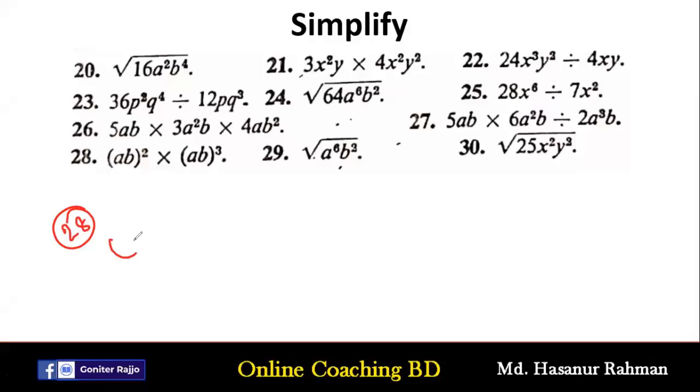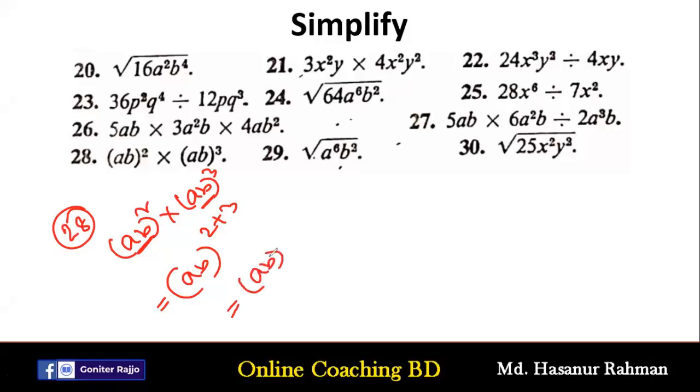This is also very simple. ab whole square multiplied by ab whole cube. So if we say ab is the base, then we have to add the power. So ab to the power 2 plus 3, so the answer will be ab to the power 5. That is your answer. And you can also write this one in this way: a to the power 5, b to the power 5.